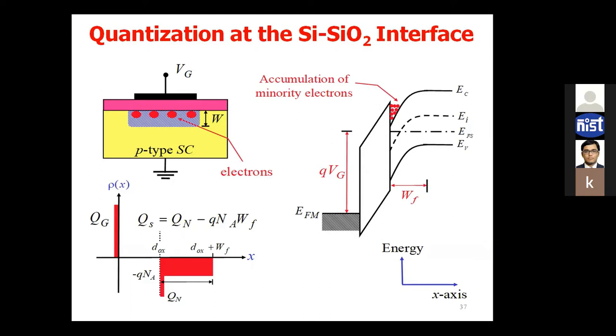Yes. You are right that, as it is a MOS structure, there will be a source and drain. But my idea is to show only the quantization effect, that means at the interface. That's why I consider only the gate, then the SiO2, then the channel.